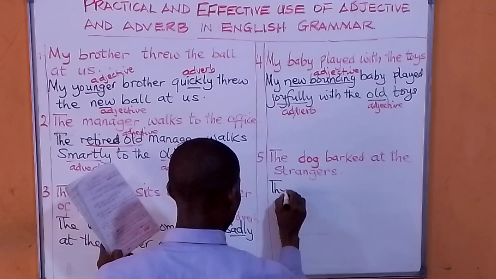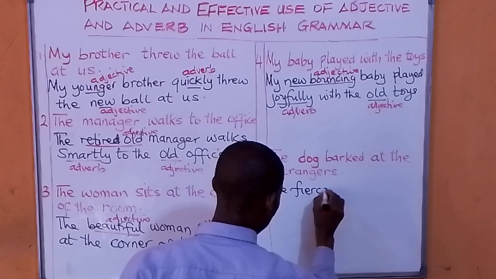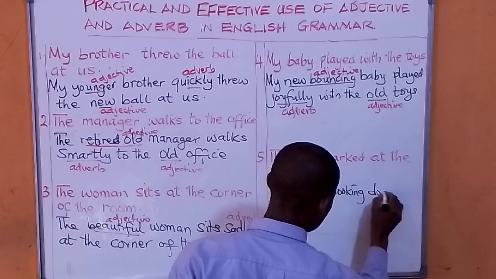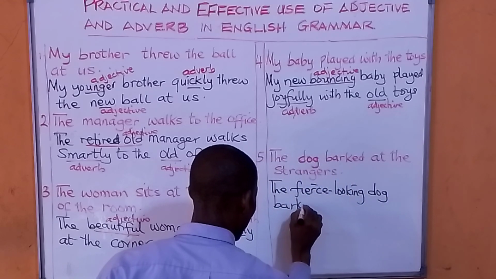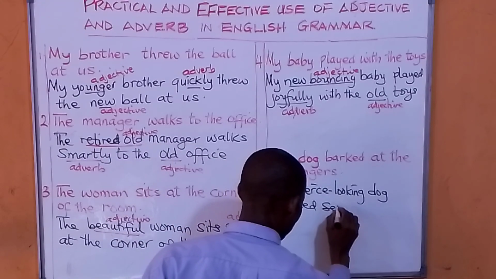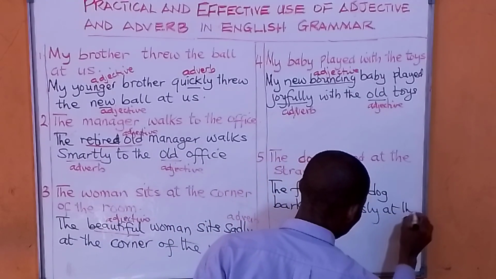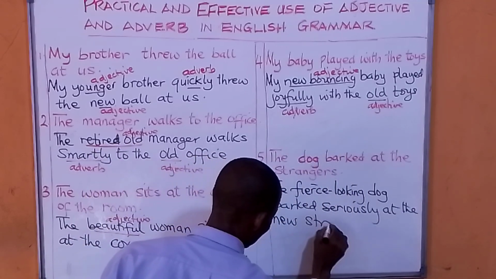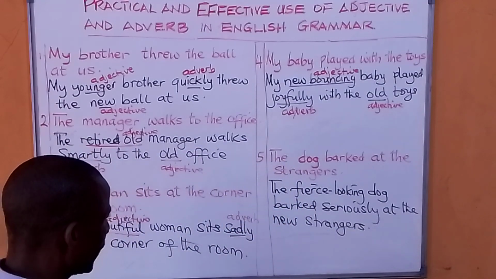I have the dog. I'm saying the fierce looking dog. I've qualified the dog now. Barked. How? How did that bark? Barked seriously at the new strangers. Now, you see what I've done there?